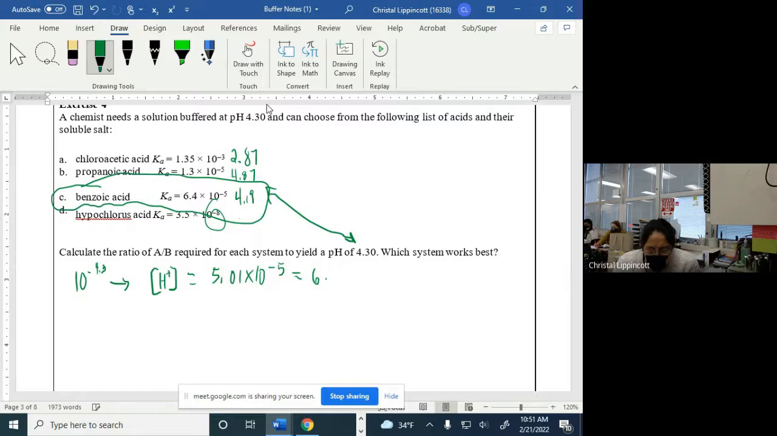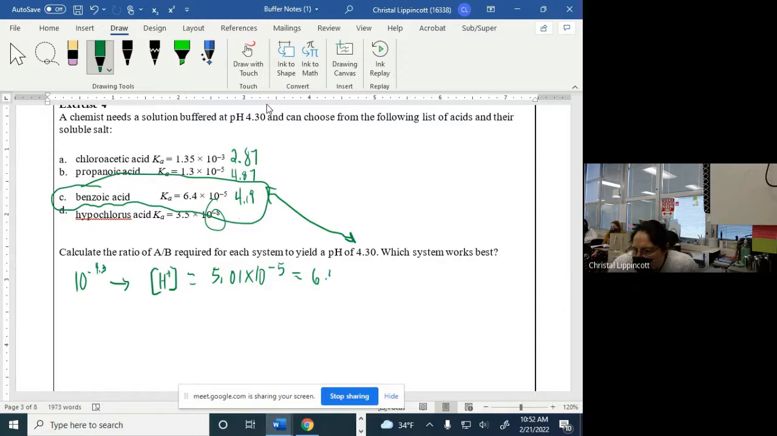So I'm going to put in 6. No, that's not right. Why did I not select that one? I'm actually confused. 4.87 minus 4.3, yeah, that's way further off. Why would we select that one? It's weird. All right, well, we'll go with it.